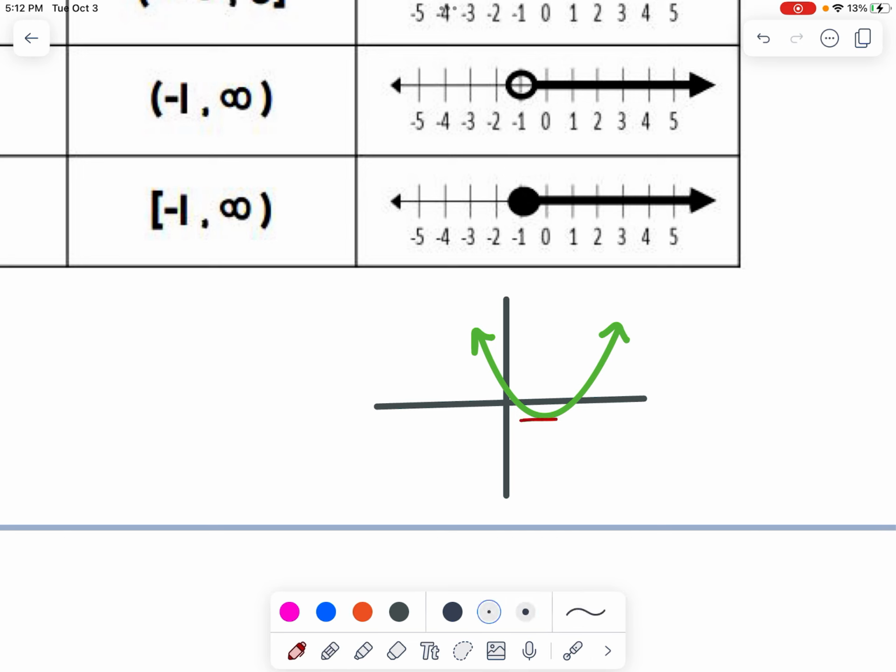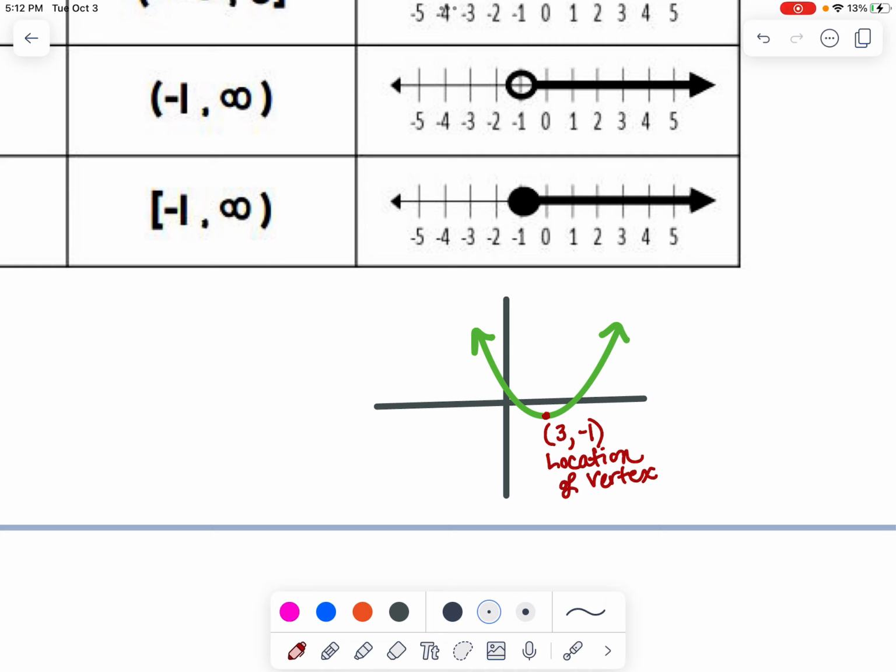This guy, let's say our vertex, right? And let's go like this. Say that's our vertex, and let's say that's going to be at, I don't know, (3, -1). That looks pretty good. So this is the location of the vertex. So this has nothing to do with our interval stuff.